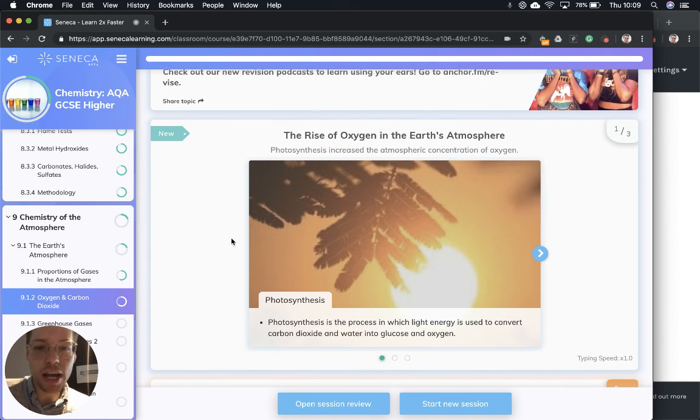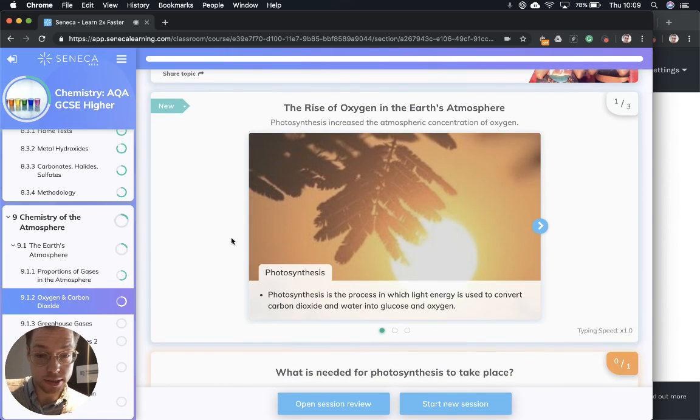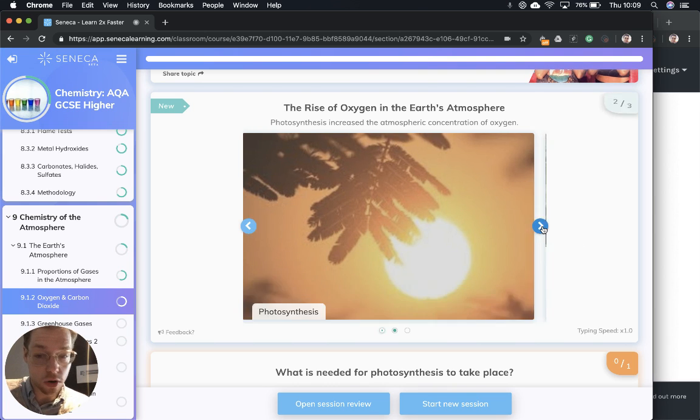So, the rise of oxygen. We're going to be talking about that. This is all down to a little process called photosynthesis. And what do we do in photosynthesis? Well, photo means light, and synthesis is to make. So we use light energy to convert carbon dioxide and water into glucose and oxygen.